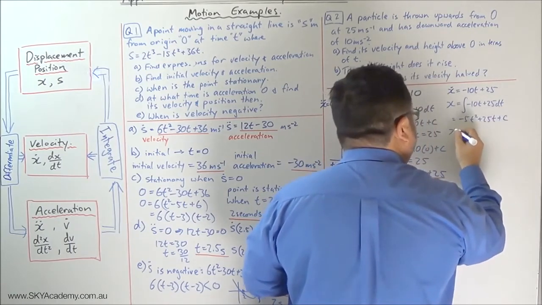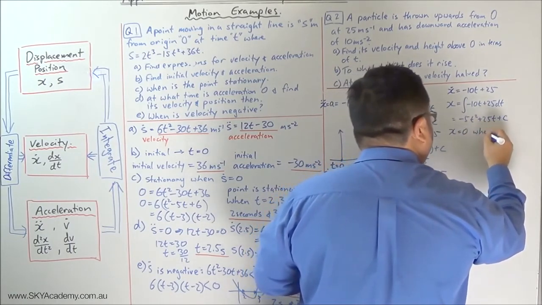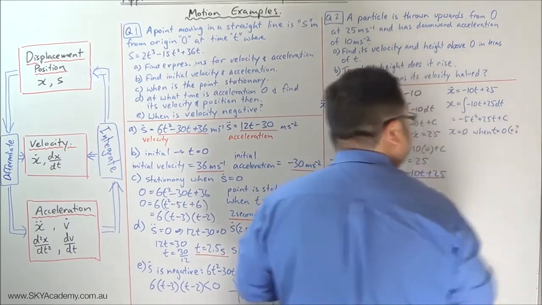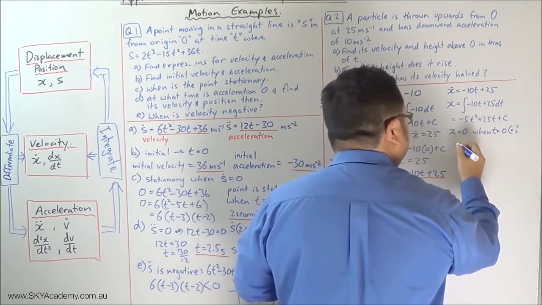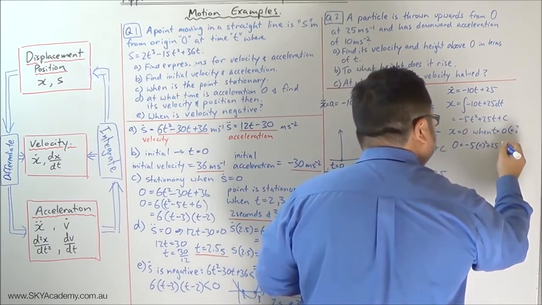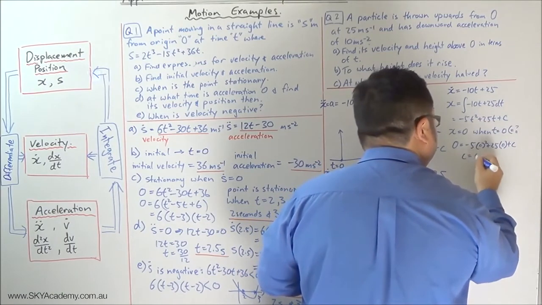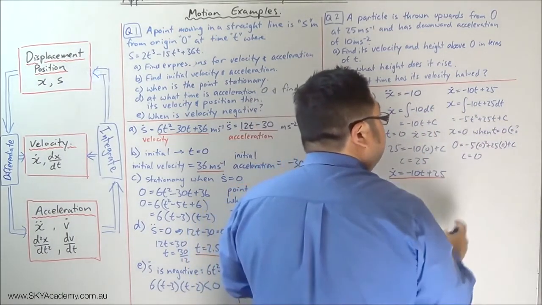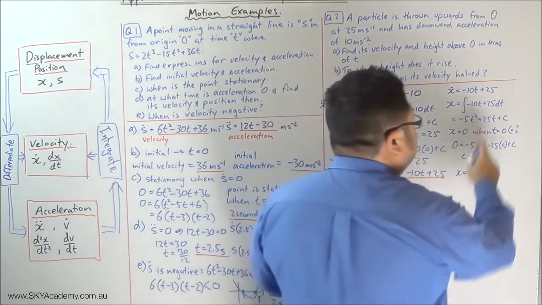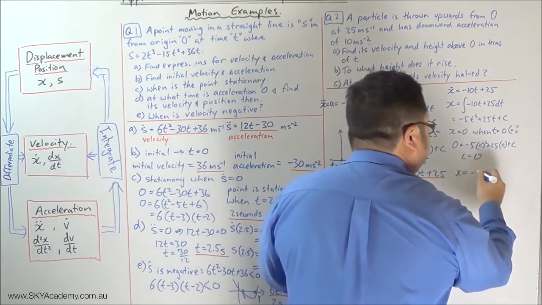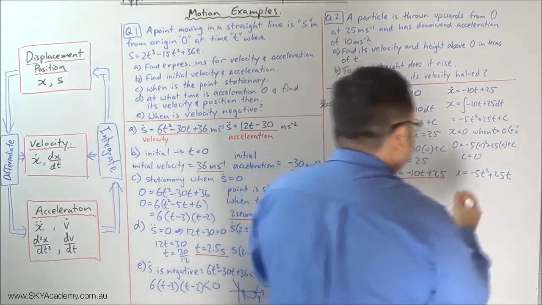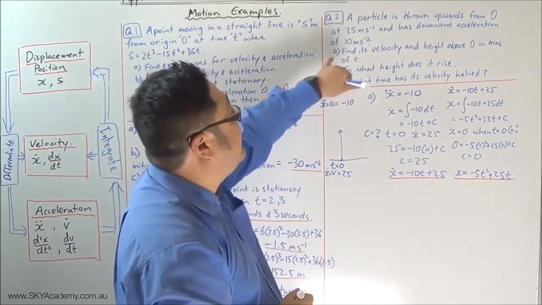And we know that x equals 0 when t equals 0. So that helps us to work out what c is equal to. So let's work it out: 0 equals minus 5 times 0 squared plus 25 times 0 plus c. So c is equal to 0. So x, the formula for the height, is just going to be that where c is equal to 0. So it's minus 5t squared plus 25t. Got it? So we've worked out part A.